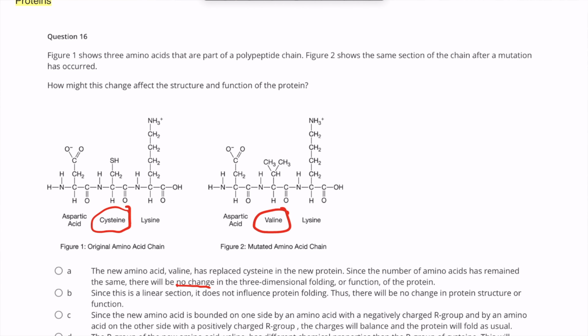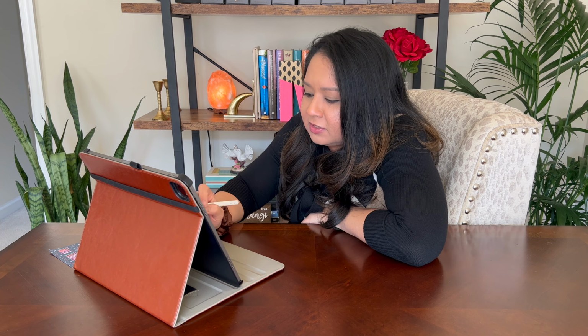B says since this is a linear section, it does not influence protein folding. How does that have to do with protein folding? Even though you have a polypeptide chain starting with primary sequence that could be linear or whatnot, you will go through processing, it will fold and all, and it will affect others too. So that also doesn't make sense.